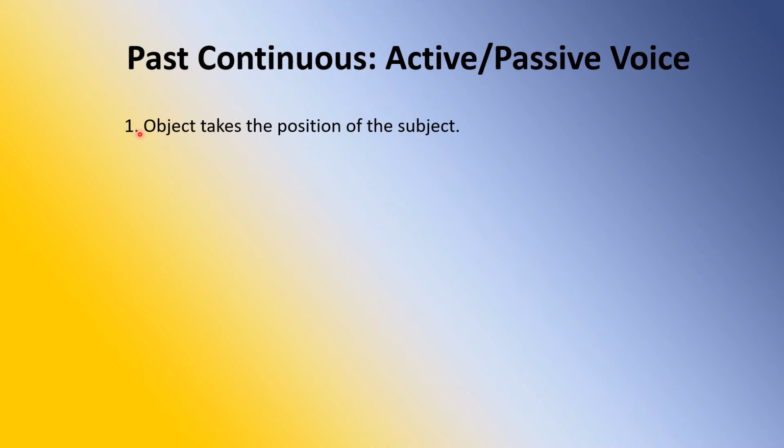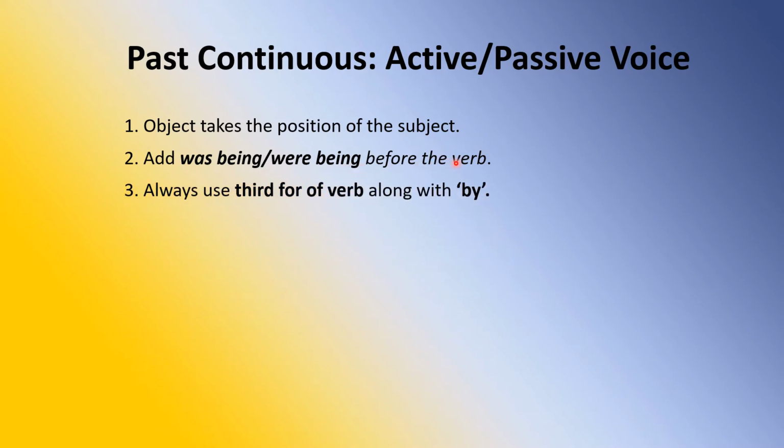The first rule is that the object takes the position of the subject. The second rule states that you use was being or were being before the verb. Rule number three says that you use the third form of the verb along with by. You already know this point that in all kinds of tenses, whenever you are going to convert them from their active voice into their passive voice form, you use the third form of the verb. And lastly, you convert the pronouns.